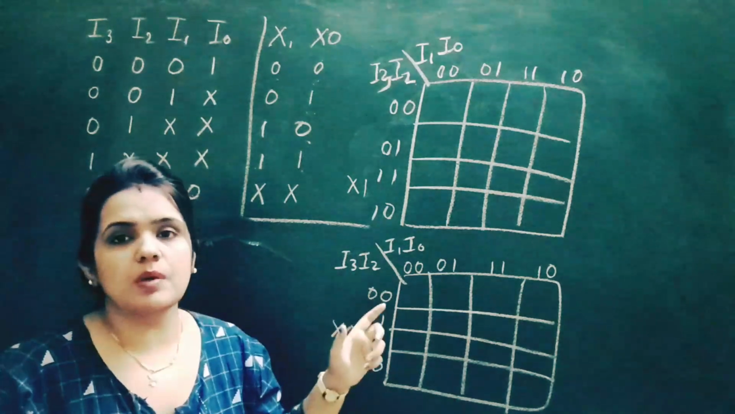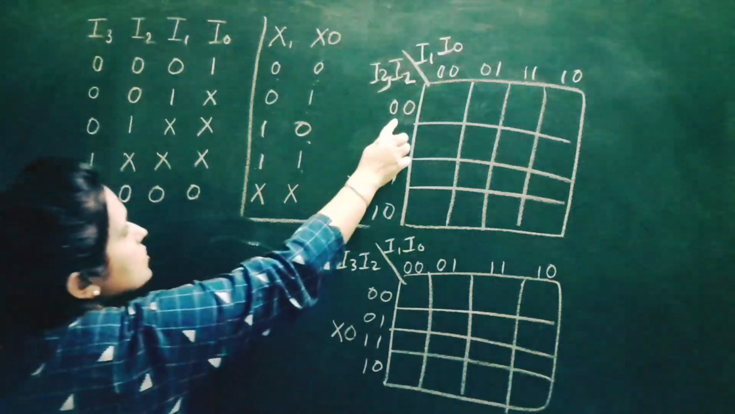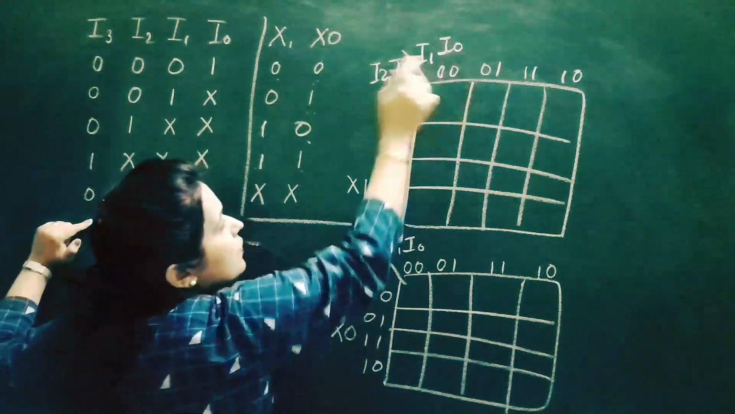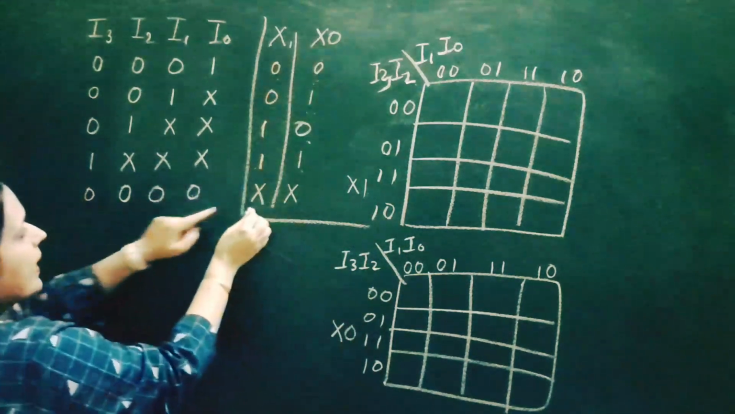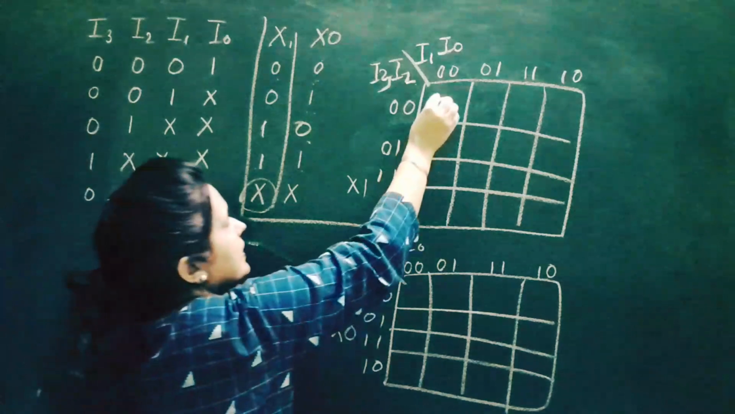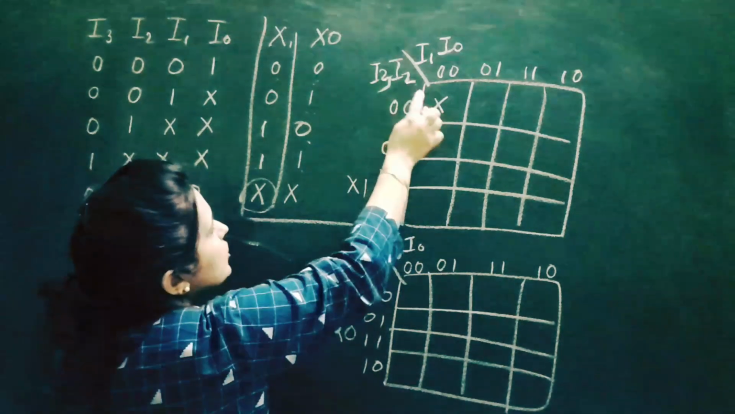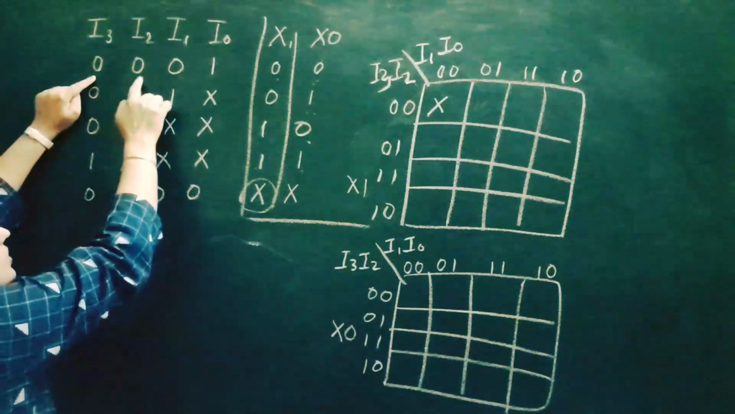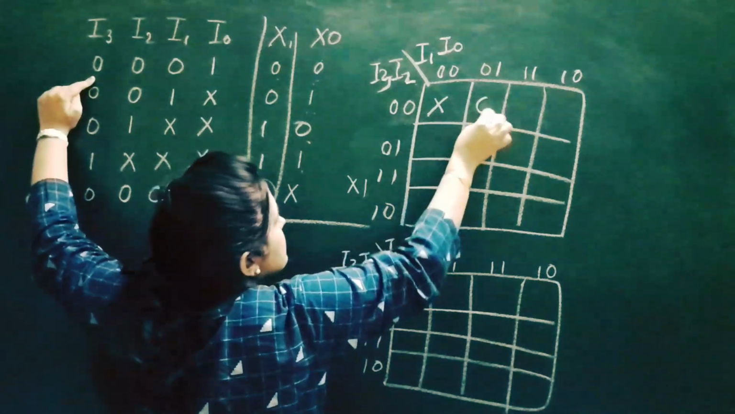Now filling these K-maps is quite interesting. Let us start with X1. For value 0, 0, 0, 0, that is I3, I2, I1, I0 having value 0, 0, 0, 0, this is represented by a cross, so I should write a cross here. When the value of I3, I2, I1, I0 is 0, 0, 0, 1, X1 is 0, so we should write a 0 here.